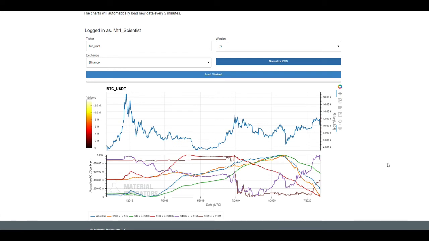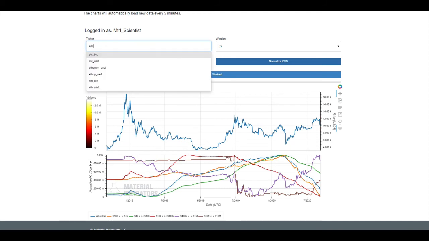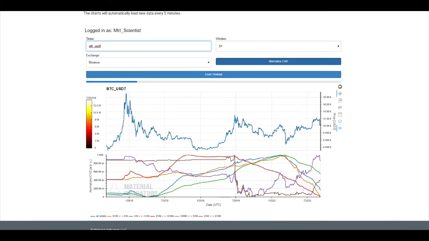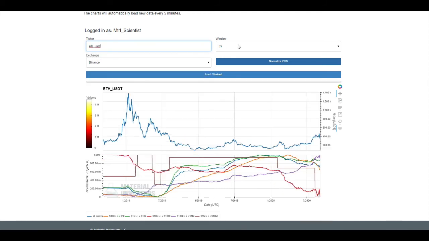So this gives you unprecedented information on the market sentiment. Now let's switch to some other examples, such as Ethereum. We can just enter the ticker here, select Ethereum, and then change the window to daily.